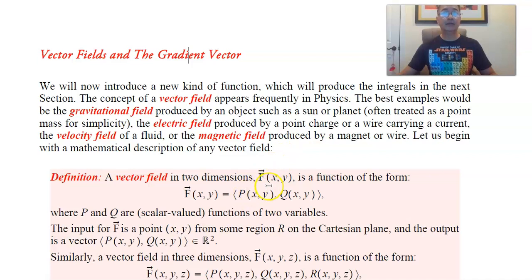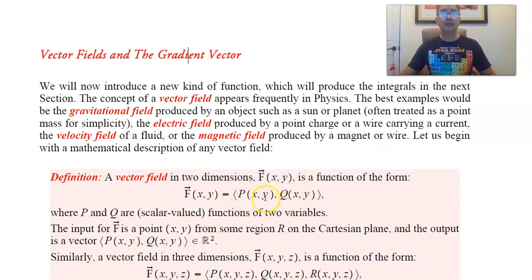A vector field in 2 dimensions, we'll write as a capital F, usually boldface, with an arrow on top to indicate that it's a vector function. In 2 variables, x and y, it's a function where the output is also a vector and it has the same number of components as the input. You have an x-coordinate and a y-coordinate, both of them functions in x and y.